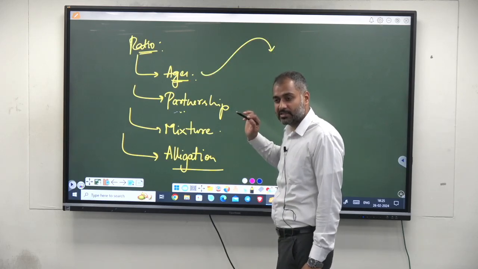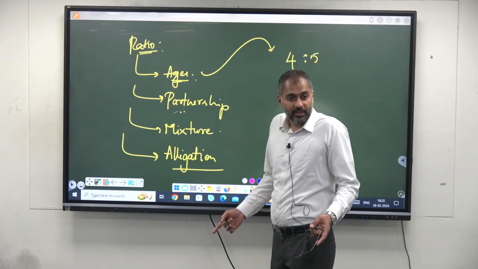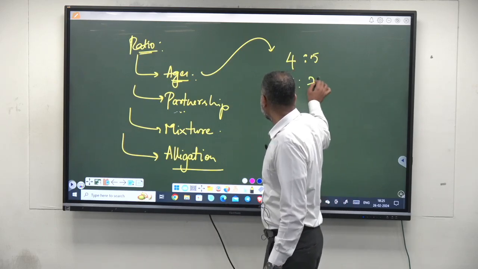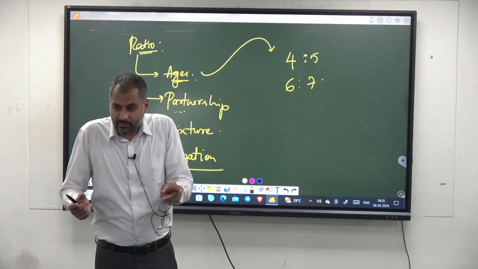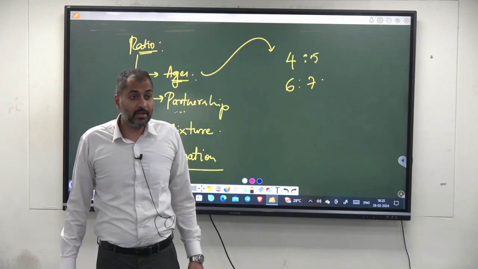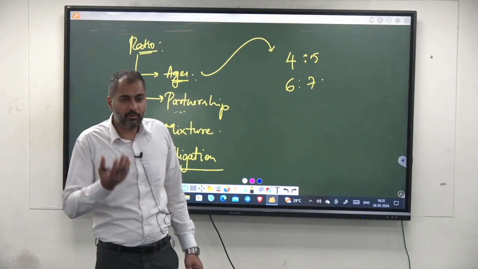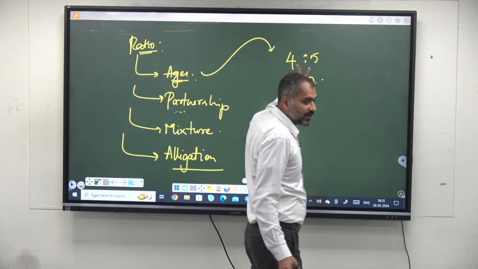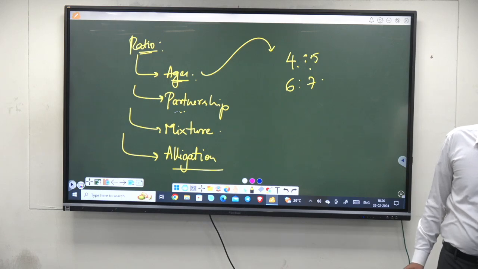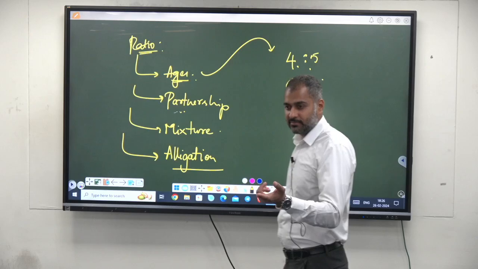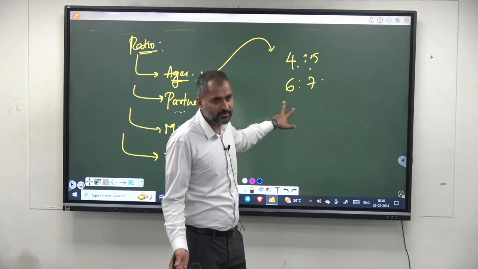Two numbers are in the ratio, let's say 4:5. When 10 is added to each, the ratio becomes 6:7. Two numbers were in the ratio 4:5, for each of those numbers you added 10, so the numbers become in the ratio 6:7. Find those numbers. Question understood? The same question can be asked in this way. Two people are there. The ratio of their age is 4:5. After 10 years, the ratio becomes 6:7. Are they one and the same question? Yes, of course.